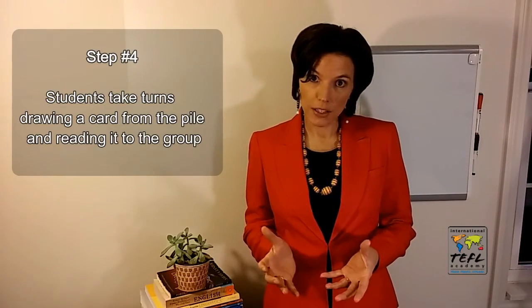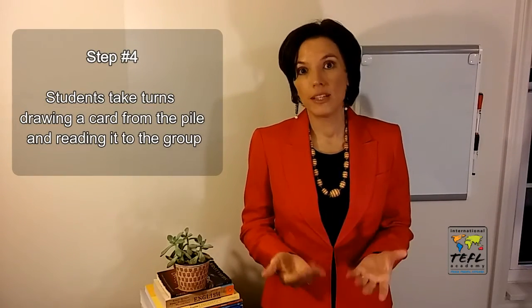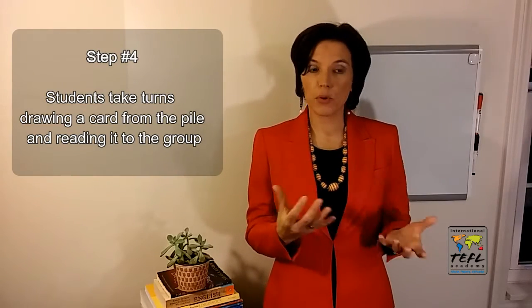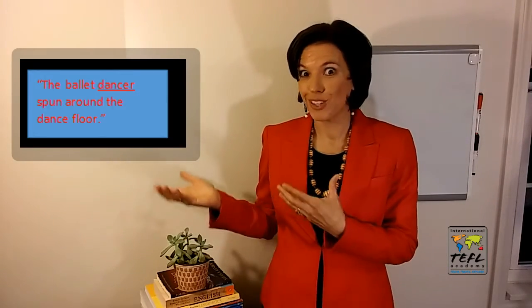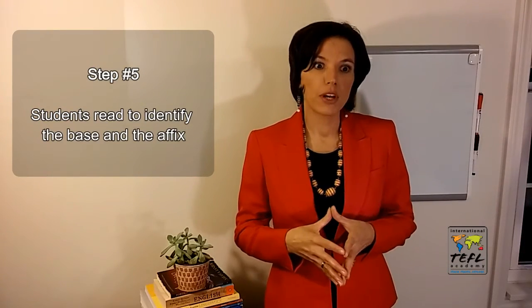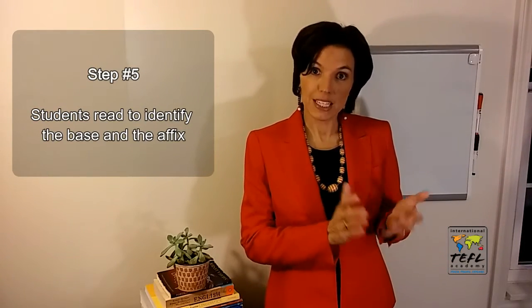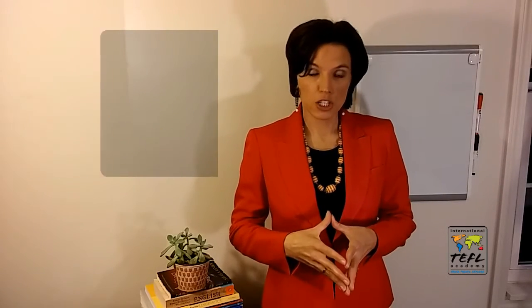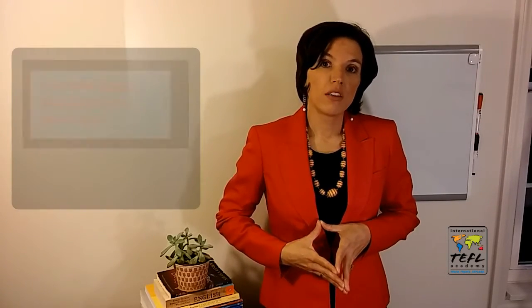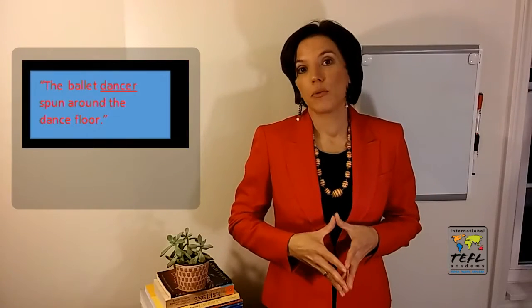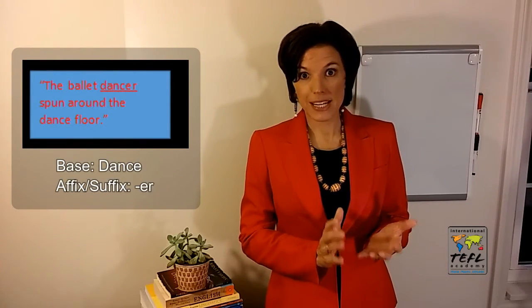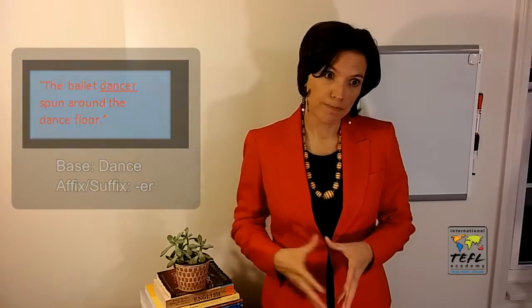So to do the activity, each student will take turns drawing a card from the stack, and they will read the sentence. So for example, they'll read, the ballet dancer spun around the dance floor. Then the student will need to read the underlined word and identify the base, the root word, and the affix. So for example, they would say the word dancer, and they would say the root or the base word is dance, and the affix is ER.